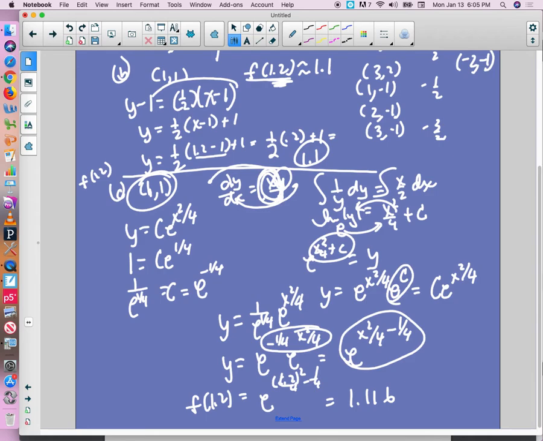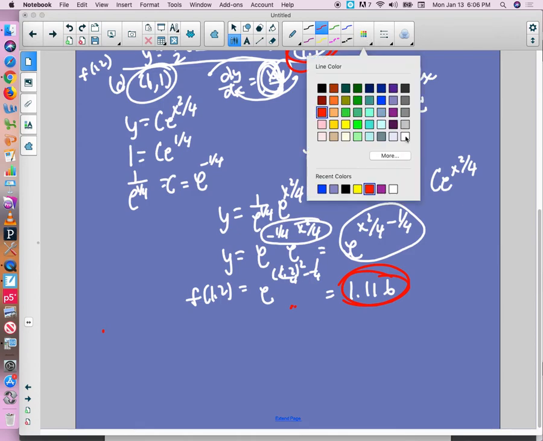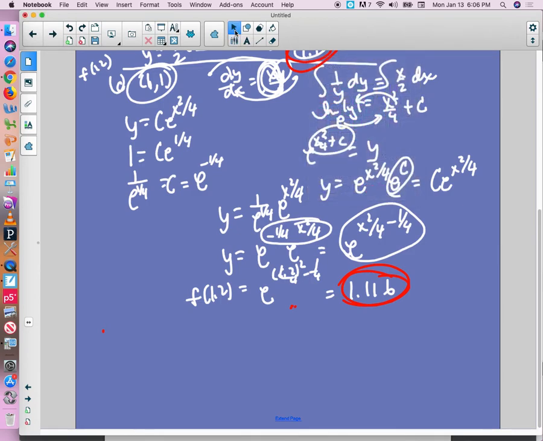And then D, compare your estimate found in part B with your actual value. This is the actual value found in part C. Was your estimate from part B an over or an underestimate? So we estimated 1.1 and it was less than the actual, so we can see that it's an underestimate. But we've got to say why from our slope field. So it's an underestimate. Now why would linearization be an underestimate?